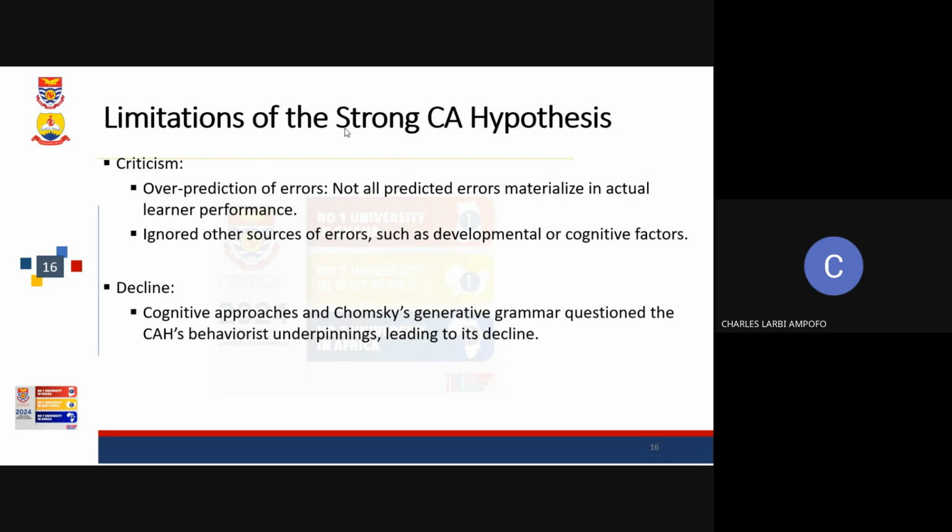So they are saying that contrastive analysis... Oh, let me see. So I have a challenge. Just a moment. I have a network challenge here. Okay, there was a brief network challenge. So let me check and share.